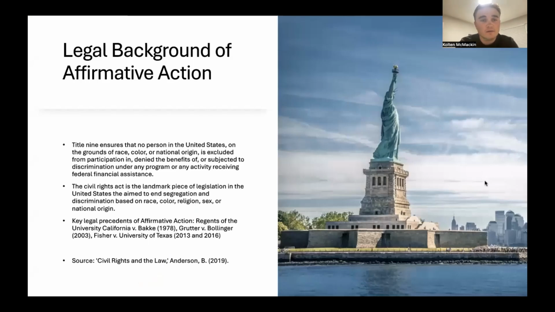Some legal background of affirmative action is that Title IX ensures that no person in the United States, on the grounds of race, color, or national origin, is excluded from participation in, denied the benefits of, or subjected to discrimination under any program or any activity receiving federal financial assistance. The Civil Rights Act is the landmark piece of legislation in the United States that aimed to end segregation and discrimination based on race, color, religion, sex, and or national origin.